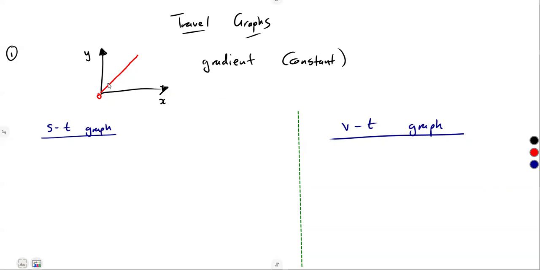If you are given 2 points, this point and this point, the gradient that you're going to calculate using these 2 points is the same even if you are to use other 2 points on the same straight line. The gradient is the same. Any pair of points that you consider, you're going to obtain the same gradient, which is the constant gradient throughout. So that is the major case.